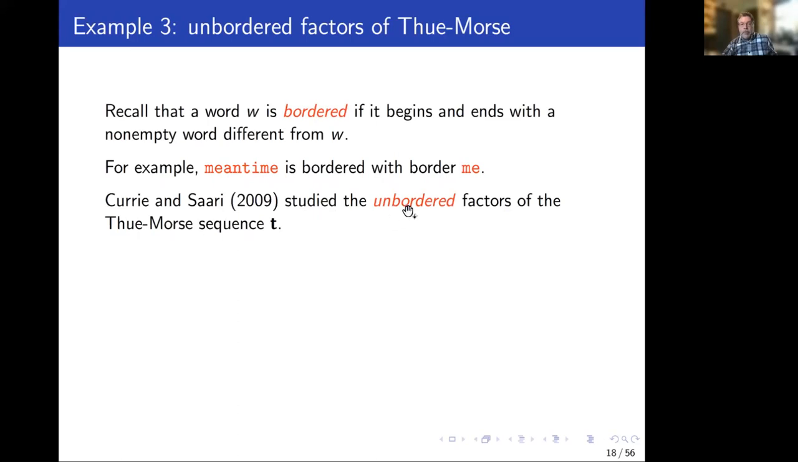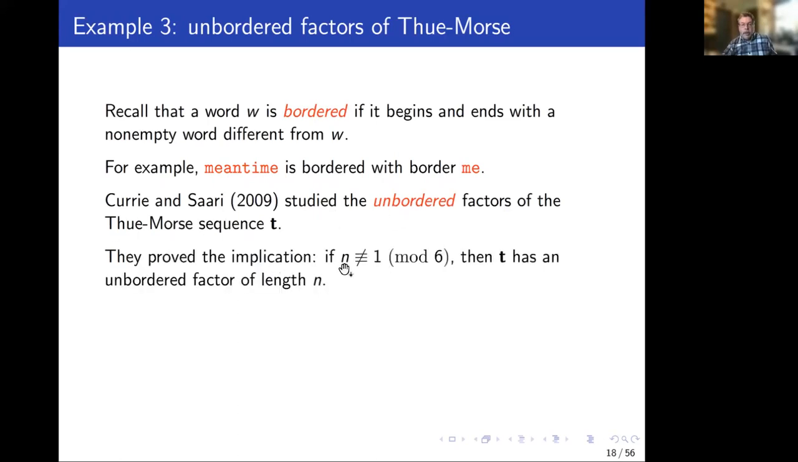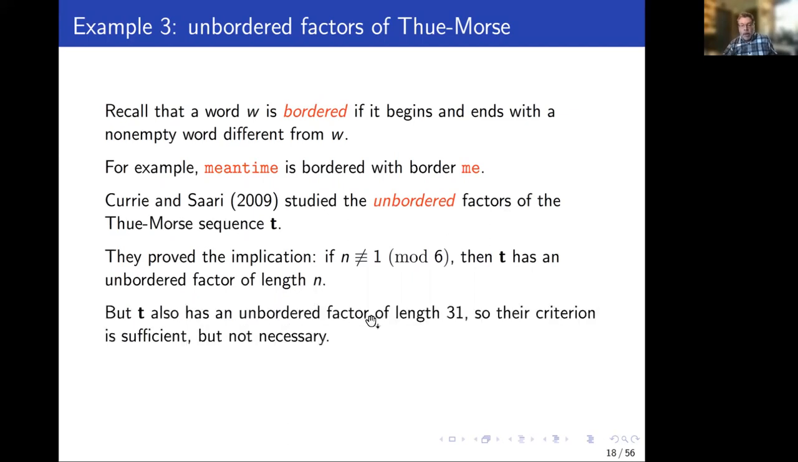Currie and Saari, in a paper in 2009, studied the unbordered factors of the Thue-Morse sequence. They proved that if n is not congruent to 1 mod 6, then t has an unbordered factor of length n. But t also has an unbordered factor of length 31. So their criterion is sufficient, but not necessary, because 31 is 1 mod 6, and t has an unbordered factor of length n. So what exactly are the lengths of the unbordered factors in Thue-Morse?